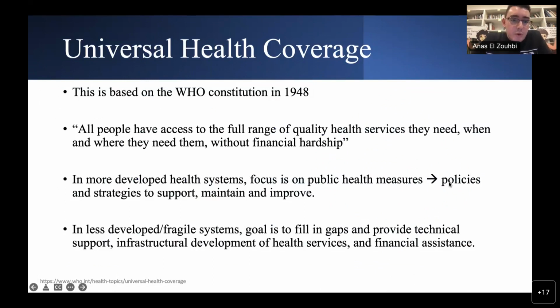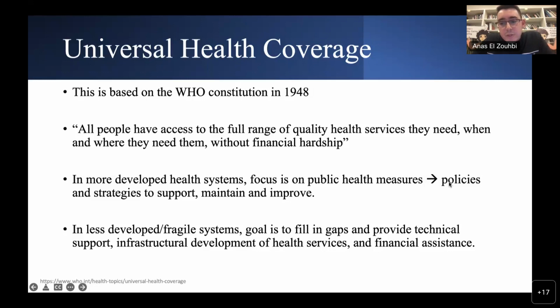And finally, before I conclude, I wanted to talk about universal health coverage. So this is based on the World Health Organization Constitution in 1948. The goal is that all people should have access to the full range of quality health services that they need, when they need it and where they need it, without financial hardship. So the approach that they're taking in more developed countries or more developed healthcare systems is to focus on public health measures. So these are health systems that already have the infrastructure that they need. They have the resources, and they are well developed in terms of their organization.